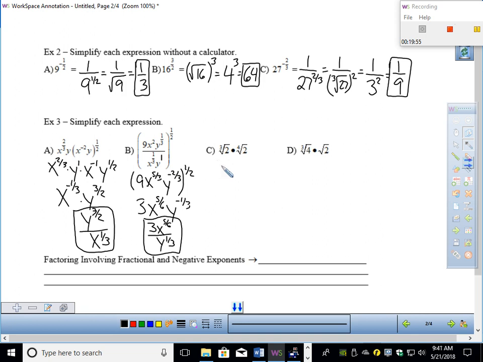So what I'm thinking is, let's write it in an exponential form. Cube root of 2 is really 2 raised to the 1/3. Fourth root of 2 is really 2 raised to the 1/4. And so by converting it to exponential form, all of a sudden something jumps out at us. Well, this is just multiplying 2 powers with the same base. I mean, both base 2. And how do I multiply powers with the same base? I add the exponents.